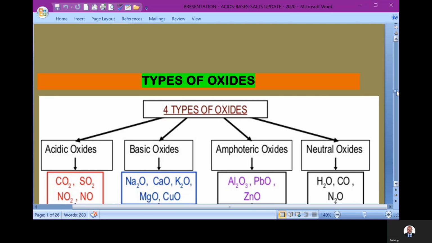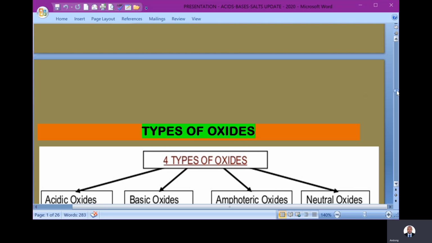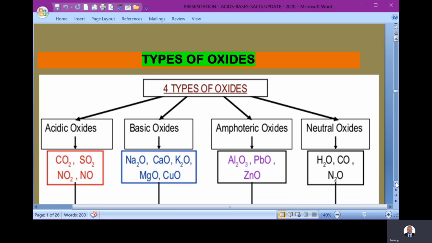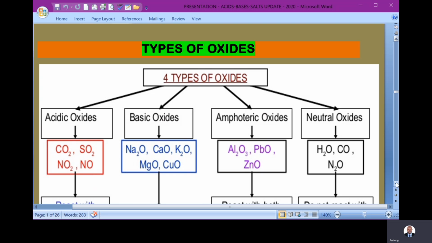Remember, there are many types of oxides that are formed: acidic oxides, basic oxides, amphoteric oxides, and neutral oxides. As time goes, we'll be discussing oxides of metals, which are the basic oxides, oxides of non-metals, which are acidic oxides, amphoteric oxides, that is oxides that can act both as a base and an acid, and we'll also be discussing neutral oxides.